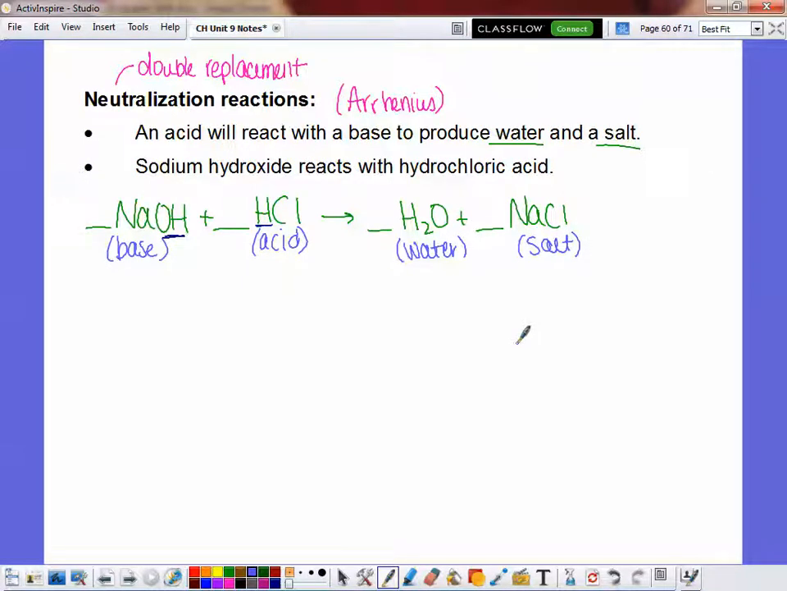What do we need to do with this reaction? Balance it. So what are the coefficients when this is balanced? 1, 1, 1, 1. It's already balanced. Isn't that nice? Okay. We're going to do another example of a neutralization reaction, and then we'll get into the other type of reaction.